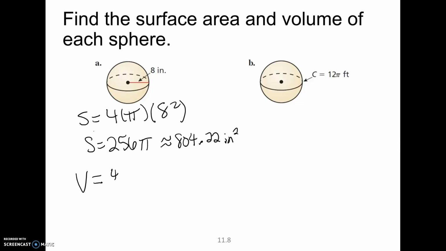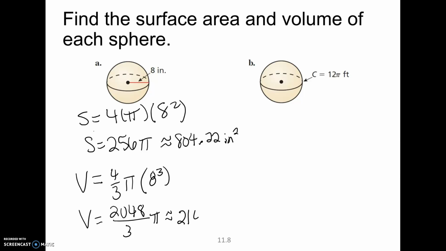Okay, then we're going to find our volume, which is 4/3 pi times our radius cubed. So this time it's 8 cubed. When we plug it into our calculator, remember to pause, plug it in. Okay, that looks like 2048 over 3 pi, which is approximately 2144.6 inches cubed.